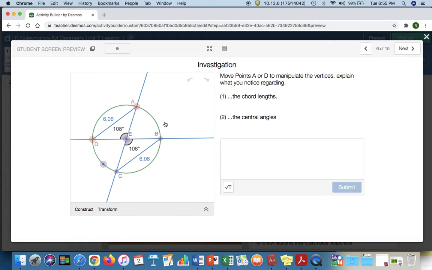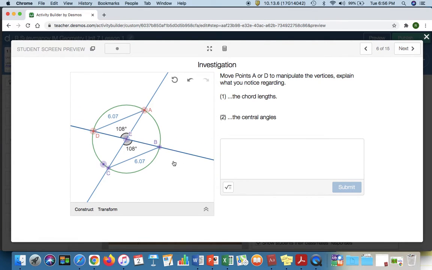So from here, the next tool would be an investigation portion for the lesson. Desmos does have a construction tool, not as nice as GeoGebra, but it has its purpose when you want everything in one platform. So here, it's just like the Illustrative Mathematics lesson with GeoGebra, but it's all in one platform. They can move point A, and you're noticing that the central angles and the chords are staying the same length here. And they can do that with point D. And those are the two questions about chord lengths and central angles for this activity.